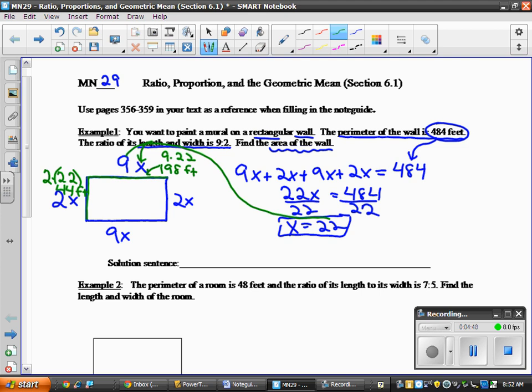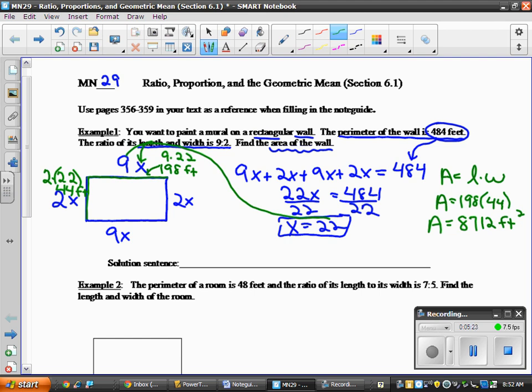So to find the area, I'm going to come right over here. It's going to be length times width, or base times height. My length is 198 feet. My width is 44 feet. When you multiply those two together, you're going to get an area of 8,712 feet squared, because we're talking about the amount of squares, feet, that fit within that mural.